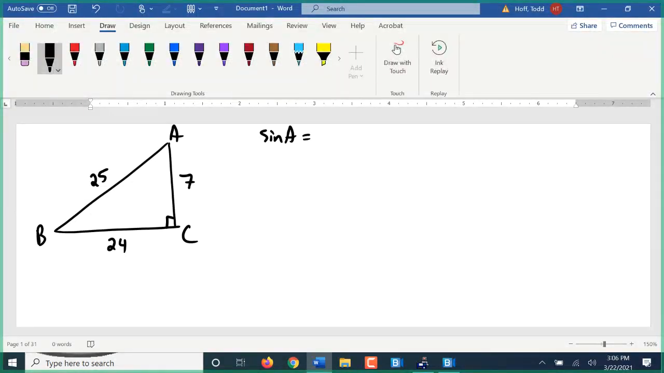Sine is what two sides? Careful. Opposite over hypotenuse. So according to angle A, what is the opposite side? 24. Of course, the hypotenuse will always be the 25. This is going to be 24 over 25.